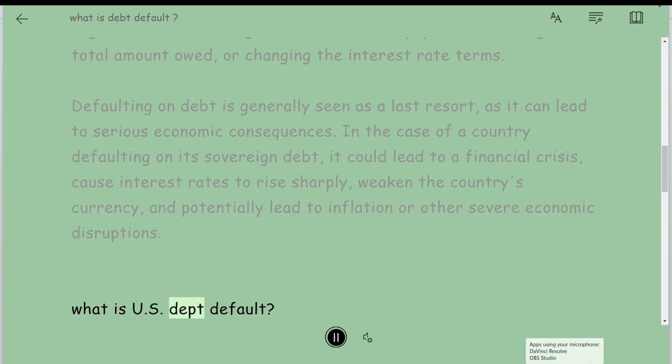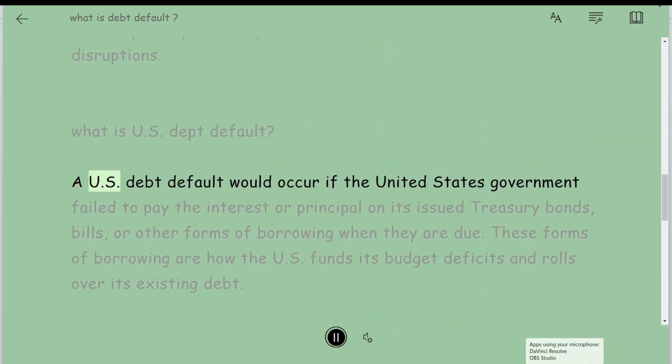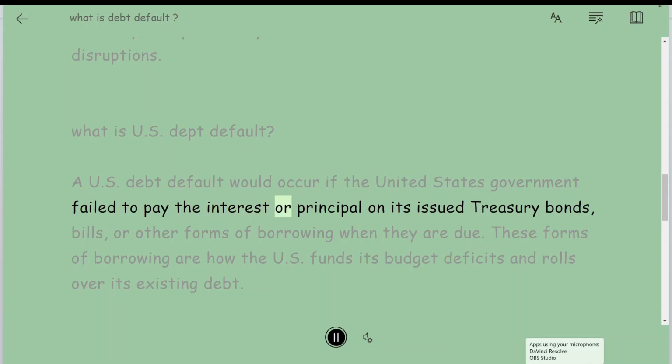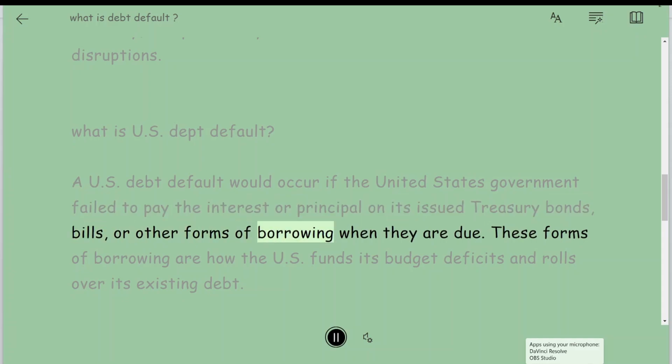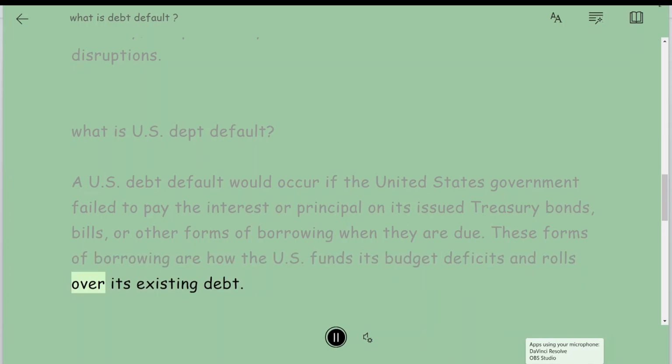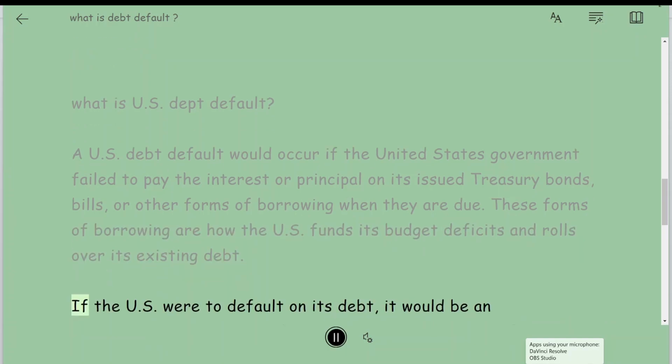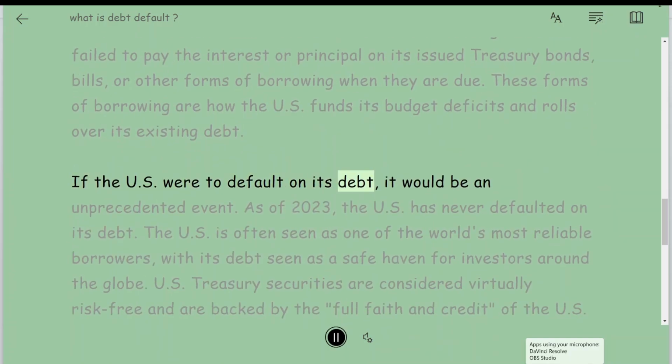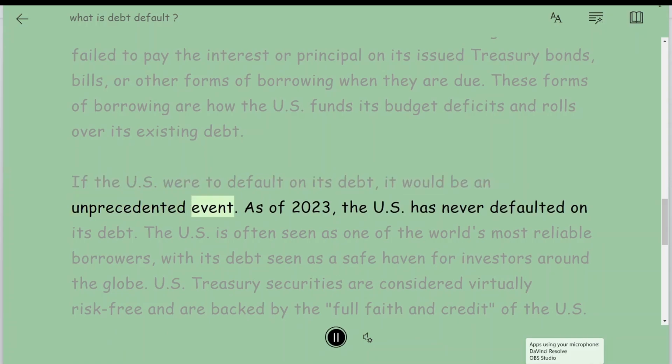What is U.S. debt default? A U.S. debt default would occur if the United States government failed to pay the interest or principal on its issued treasury bonds, bills, or other forms of borrowing when they are due. These forms of borrowing are how the U.S. funds its budget deficits and rolls over its existing debt. If the U.S. were to default on its debt, it would be an unprecedented event.